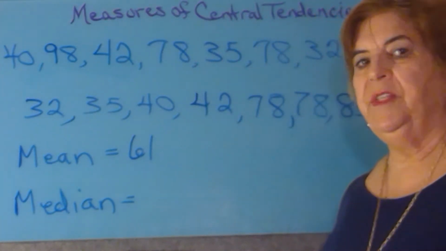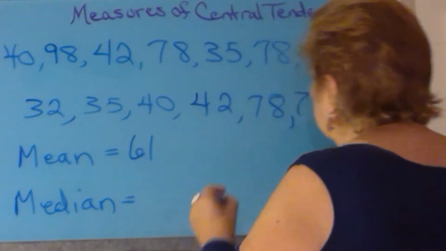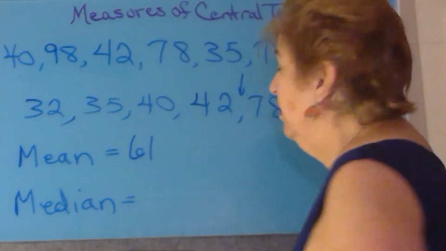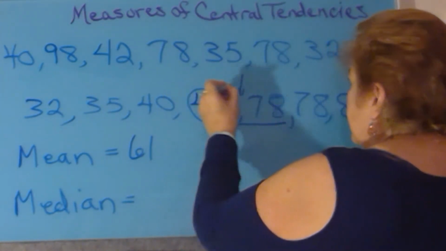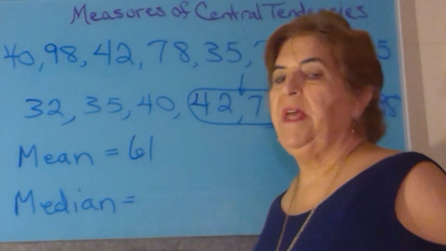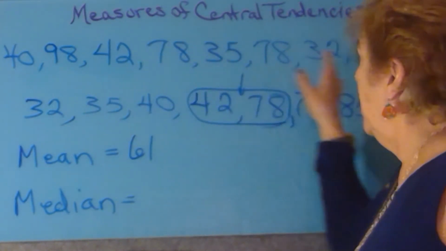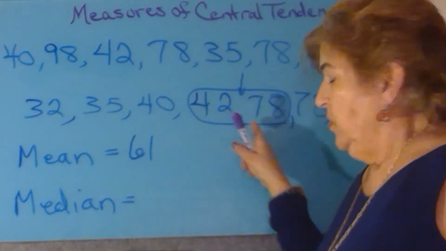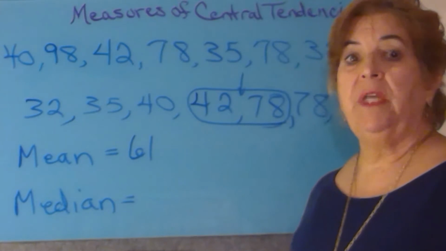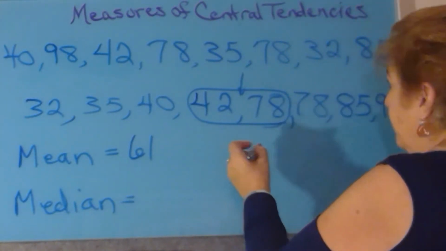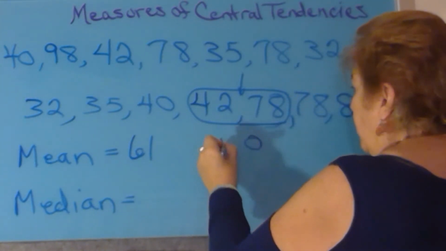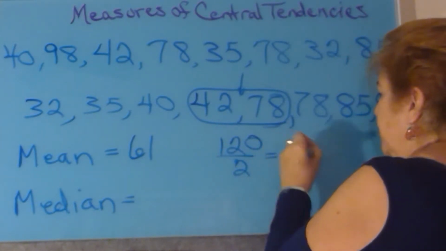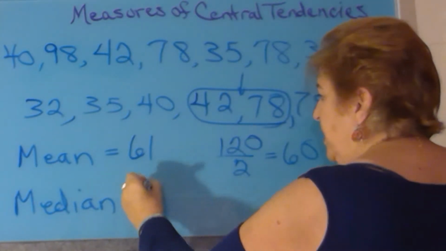The median is in the middle. Actually, our middle is right there. There's no number there. We take the two numbers in the middle, and this happens whenever you have an even number of data. So take the two in the middle, and you're just going to average them together. So if we add those together, we get 120. We're going to divide that by 2, and that gives us 60. So the median is 60.